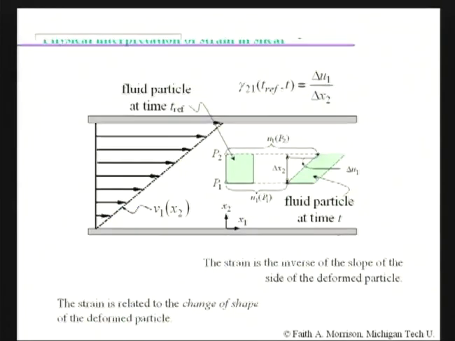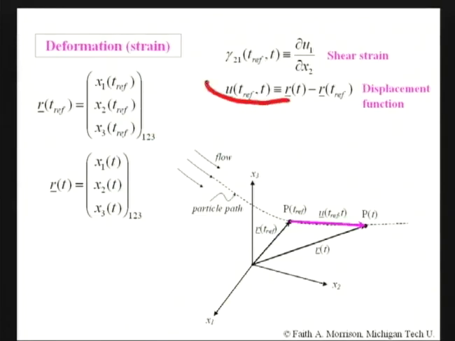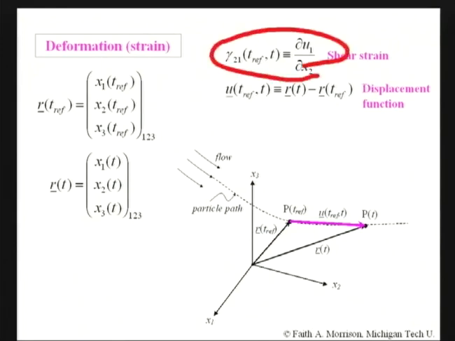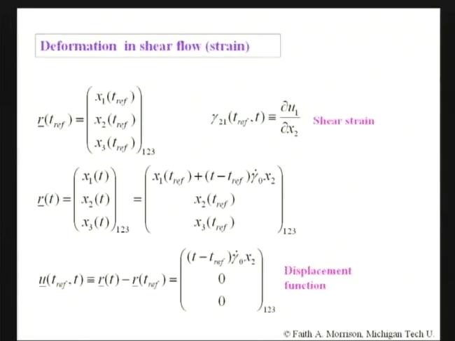So we go back to the definition of strain. The displacement function is what we need, and then we'll take a derivative of it. So we need to subtract the location vector at time t minus the reference time location. Now we can do that. We just subtract these two vectors term by term. This term minus that term is here. This term minus that term is 0. This term minus that term is 0.